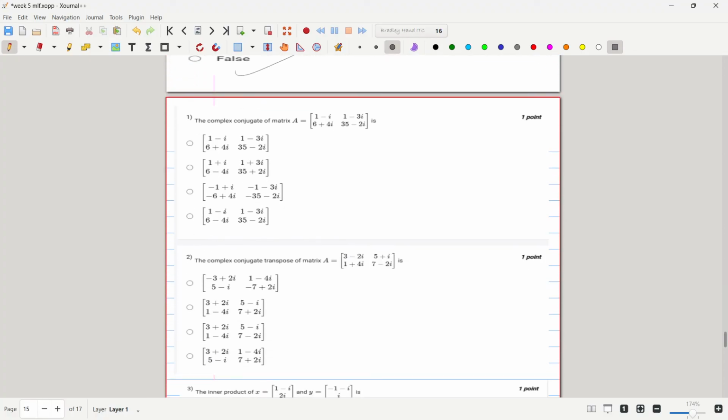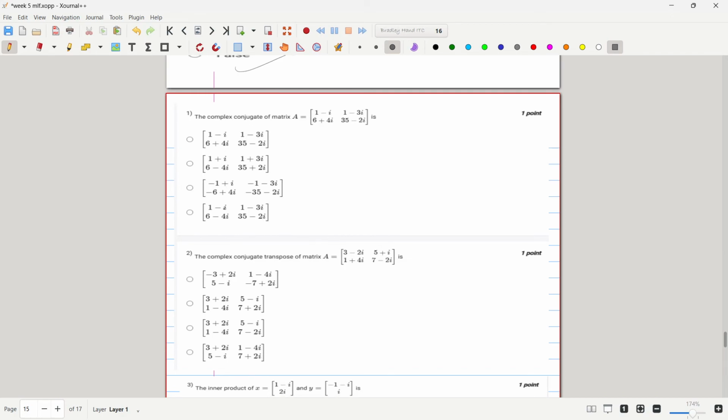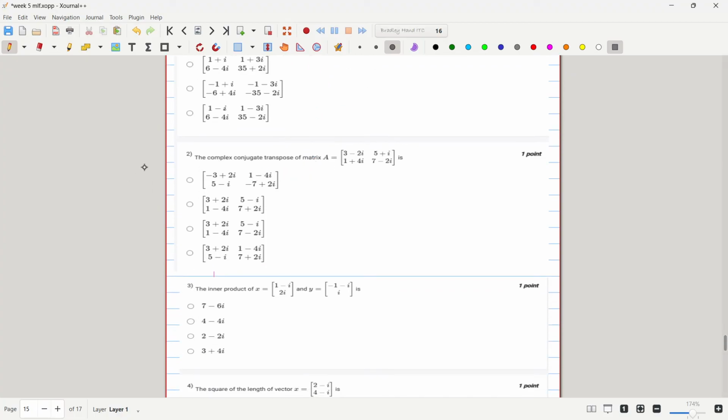Now, these are all the practice assignments. What is the first question? The first question is simple. You have to find a complex conjugate. Okay, I'm not going to do this question. So the first question is to find the complex conjugate of this matrix. The second question also asks you to find a complex conjugate.